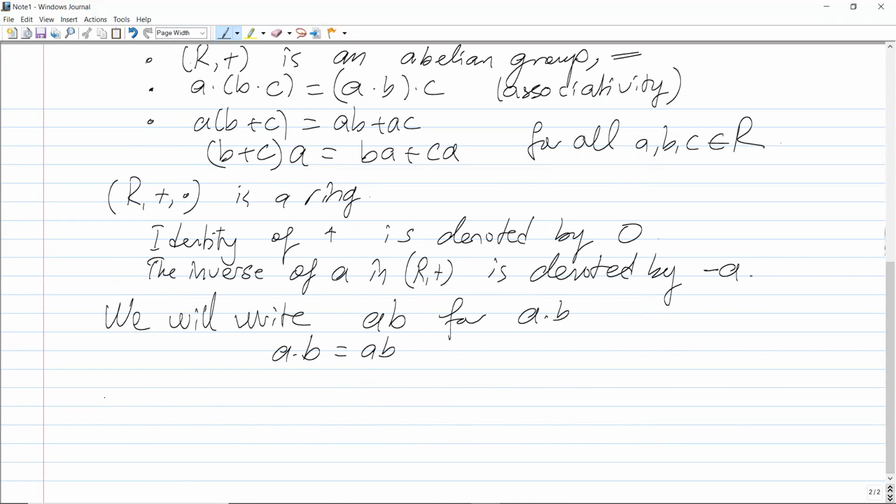Okay, what else? This multiplication need not be commutative. If this multiplication is commutative, if ab is equal to ba for all a, b in R, then we say that R is a commutative ring.